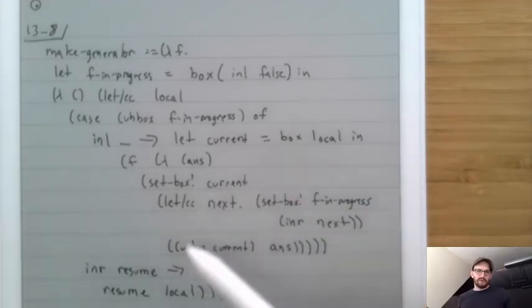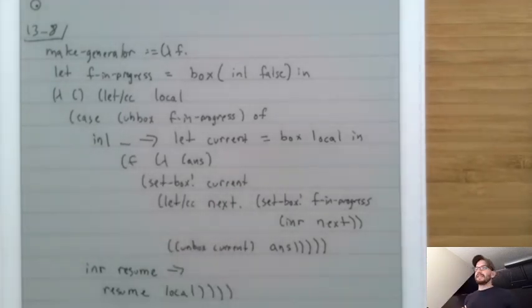Current is the wormhole, and when we send local in, that's us sending where we want the answer to go through the wormhole. It's very beautiful, and it allows us to have a very succinct, efficient implementation of this generator feature.